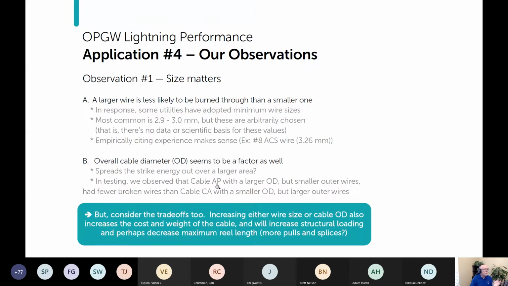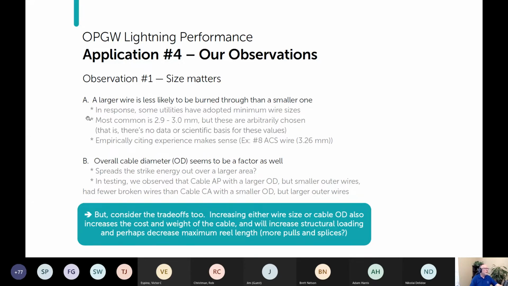Fewer of those wires broke than on a different cable that was a type CA, the center tube design, which had a smaller OD but much larger outer wires. So the outer wires were bigger on this cable than this cable, but this cable had fewer broken wires. Interesting. So that does seem to contradict this a little bit. And it does contradict it a little bit. But what it's saying is that there's more going on here than just one simple rule or one simple answer.